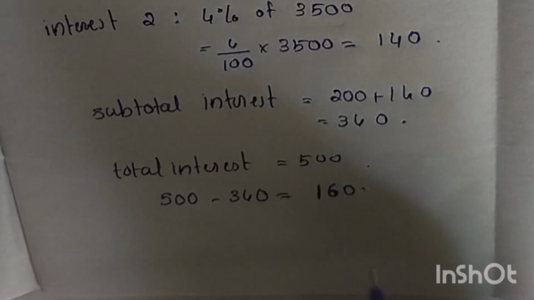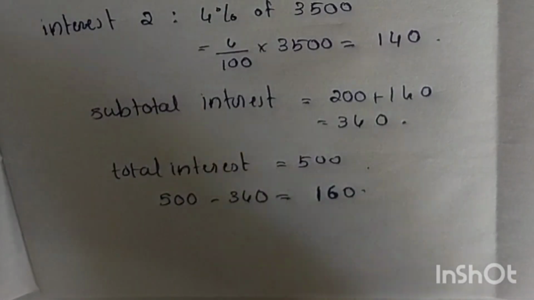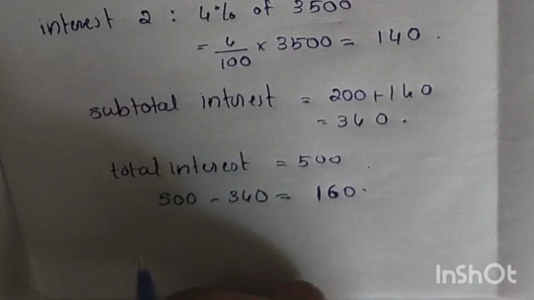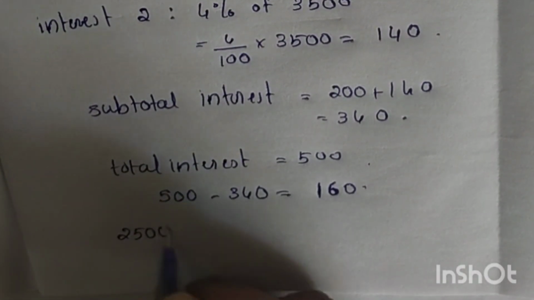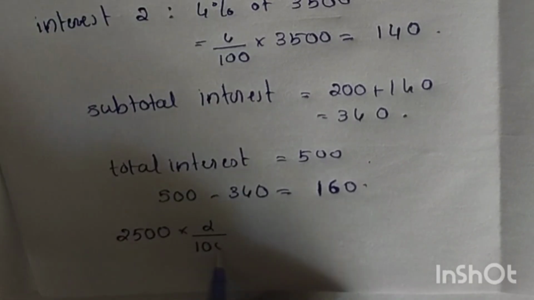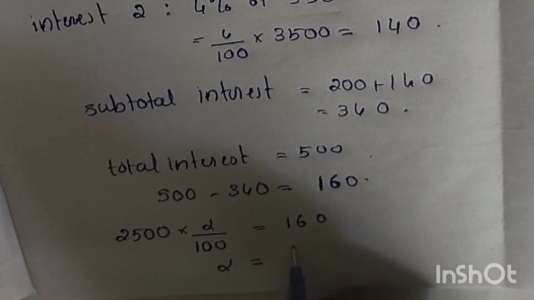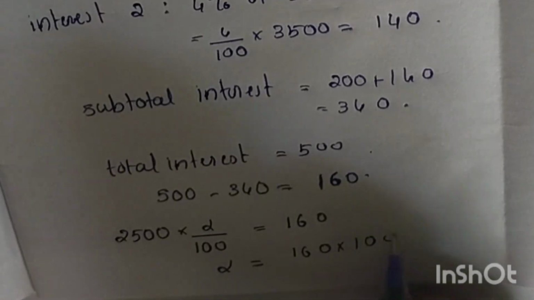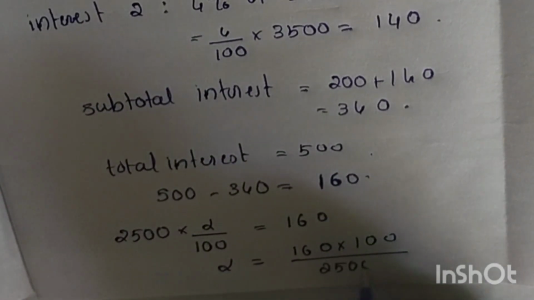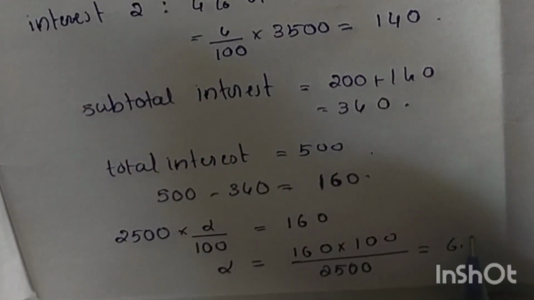So alpha percentage of the remaining principal is 160. That is alpha percentage of 2,500 is 160. So what will alpha be? 160 into 100 by 2,500 is 6.4.